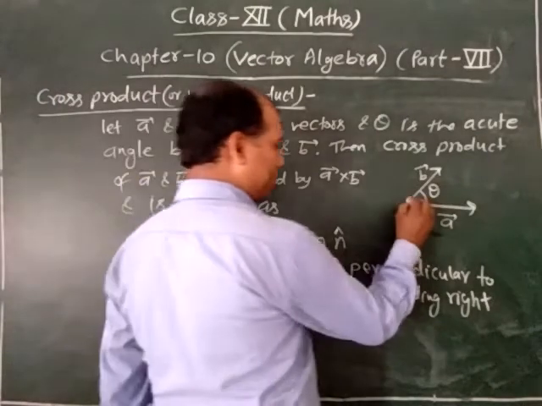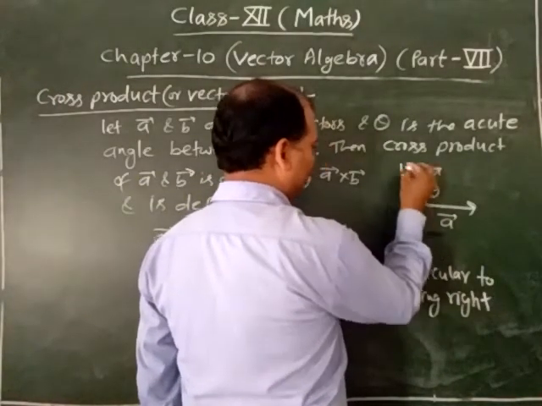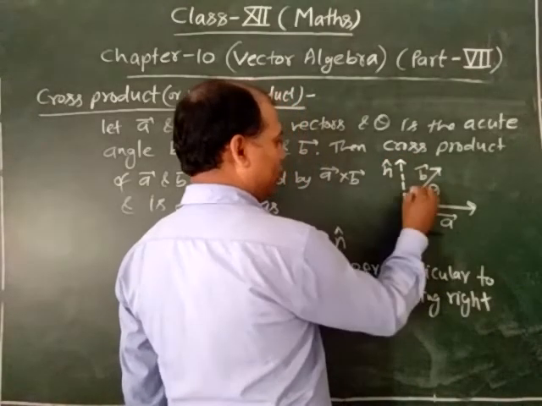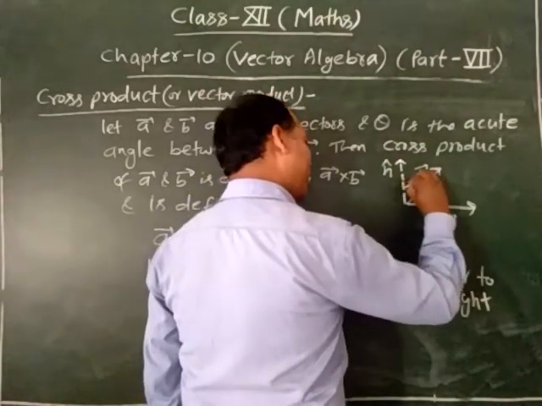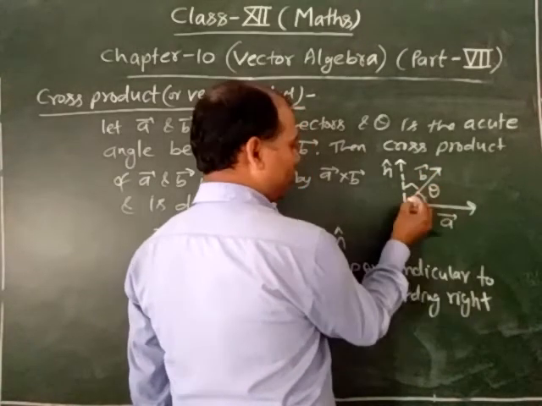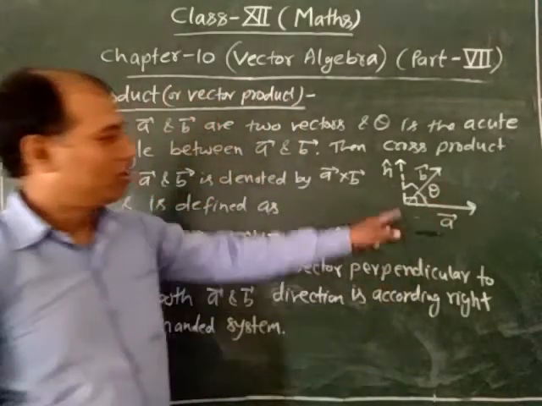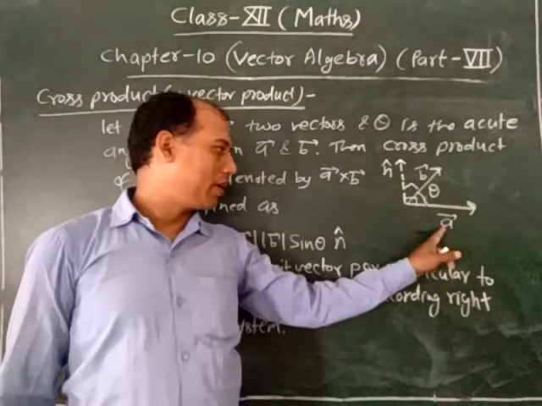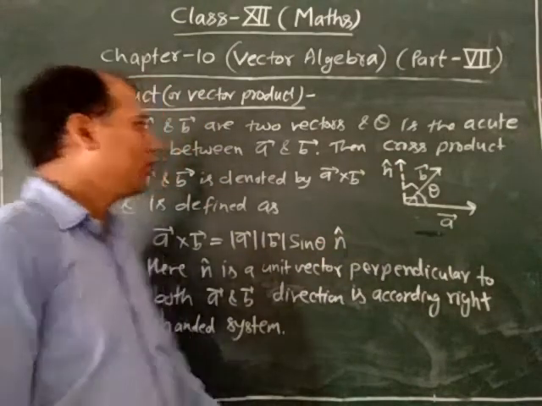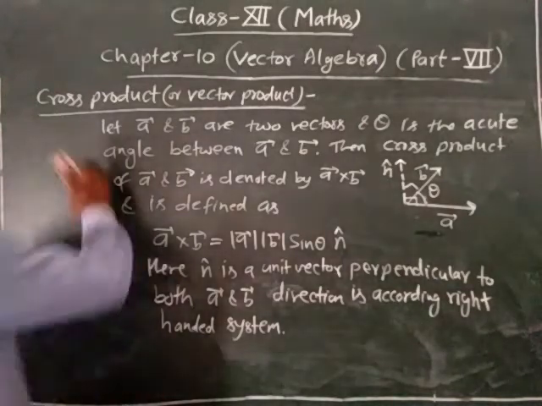Now let us represent the n cap. Suppose that this vector is n cap, and this is perpendicular to both vector B as well as vector A. It is clear, students? Now let us do some observations based on cross product.